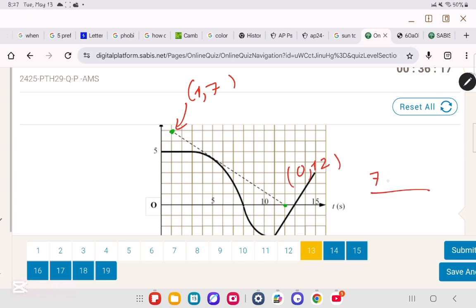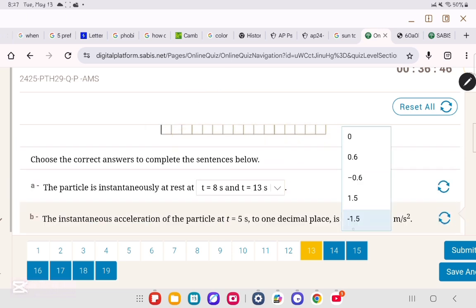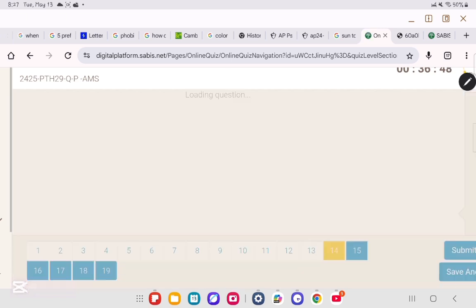It's going to be y minus y, so 7 minus, actually my bad, wait. It is 12, 0. So you're going to do y minus y. What's y minus y? It's going to be 7 minus 0 over x minus x, 1 minus 12. Put it on your calculator, you're going to get minus 0.6 meter per second squared. So the instantaneous acceleration is minus 0.6 meter per second squared.